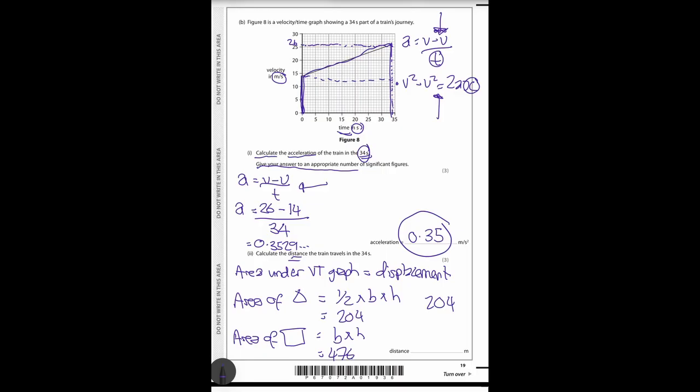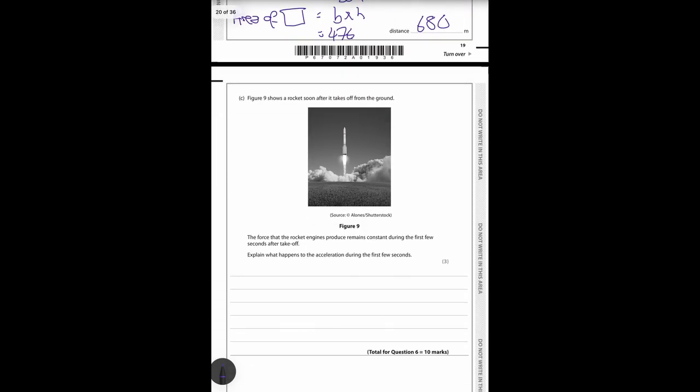I'm showing the examiner exactly what I'm doing. 204 plus 476, and I think that gives a slightly different answer from the previous one. So that's going to give me 680, but like I said, if you use this full value, you would have got 680. It would have rounded to 680. If you use the rounded value, you get 690. But as long as you're showing your working, that's all that matters for this.